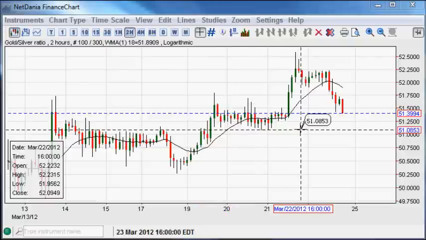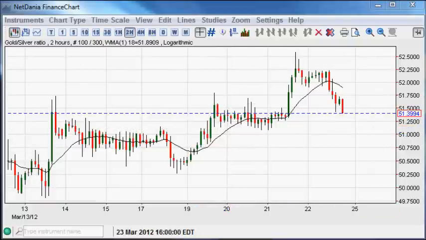Hello, today is Saturday, the 24th of March 2010. Today's video will be regarding the gold to silver ratio using the chart of Netdania.